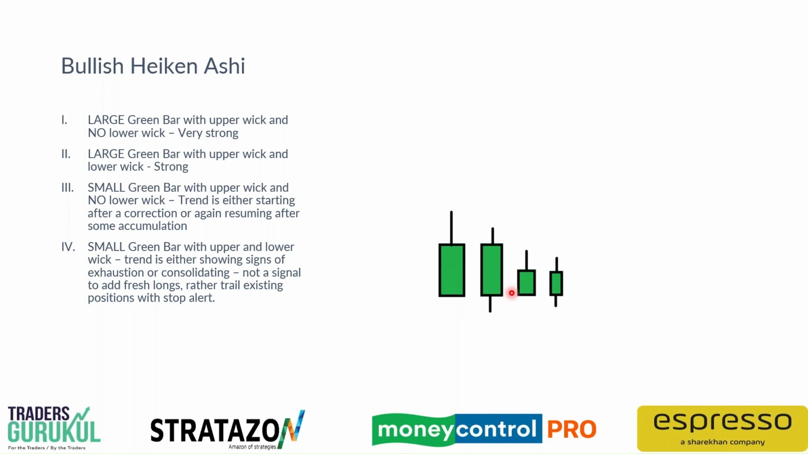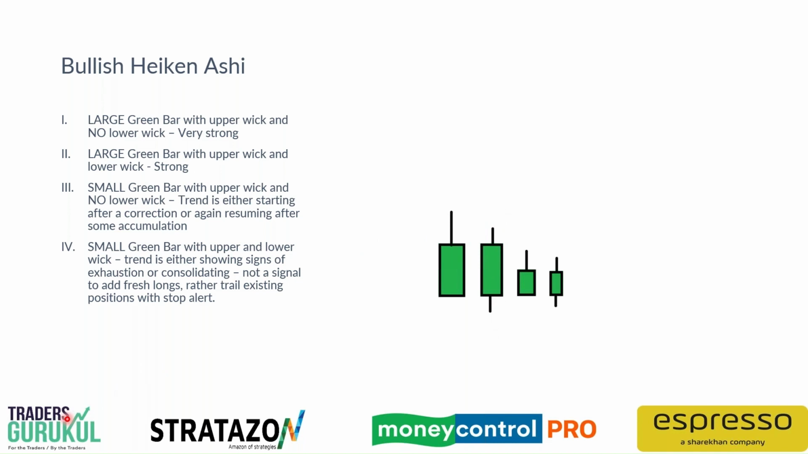Now, in the small one, we will look for an entry. Suppose I want to buy this. I would be looking for an entry above the close of this body, or above the wick. Okay, no lower wick, body close is better. With lower wicks, go for the upper wick break to happen.